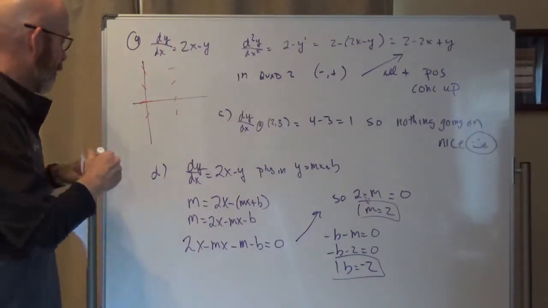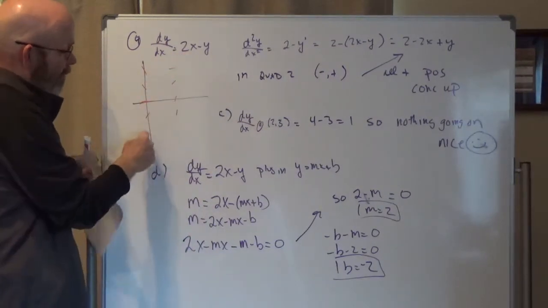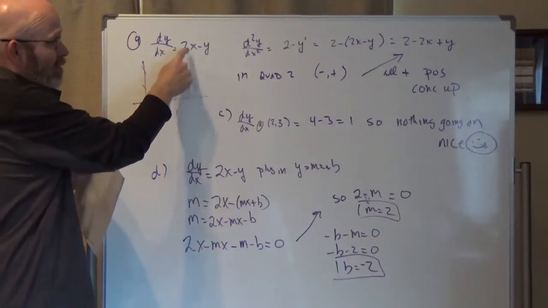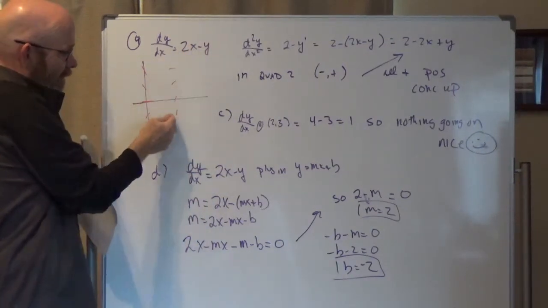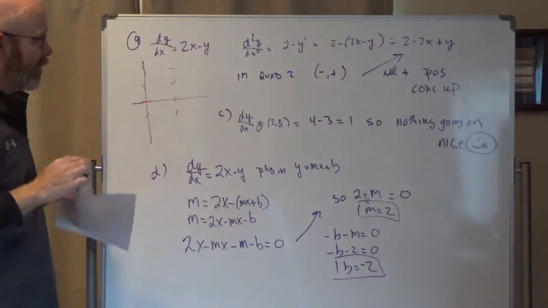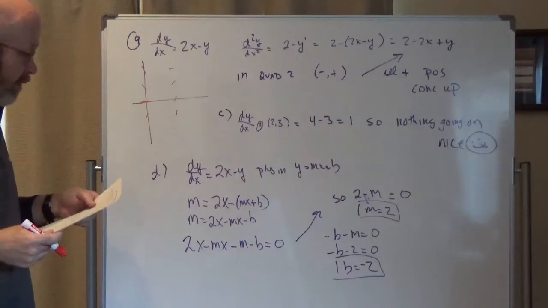I'll just pick a couple points. Let's say this point (0, 0). So 0 minus 0 is 0, hence the slope of 0. This point right here is (1, 2), which gives me 2 minus 2, which is 0. These are all getting less steep. So if you can see that, they asked me to find the second derivative in terms of x and y.